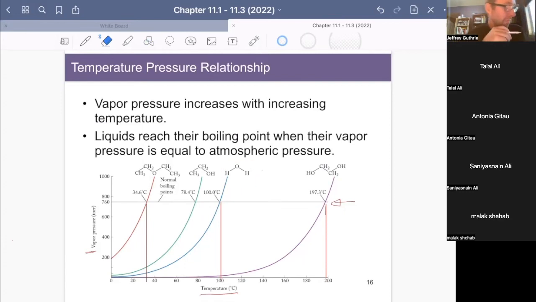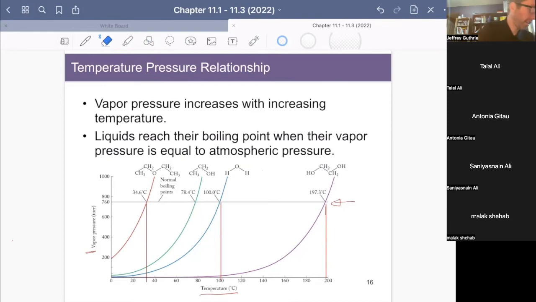So does anybody have any idea why these compounds are boiling at different temperatures, or what property of these molecules is preventing them from, say, all boiling at the same time? Why are they different? Intermolecular forces. Intermolecular forces, right?